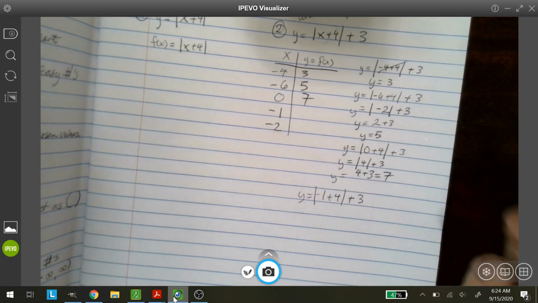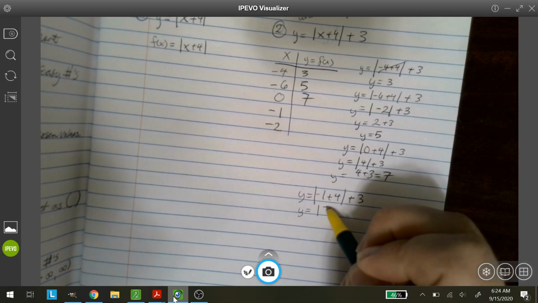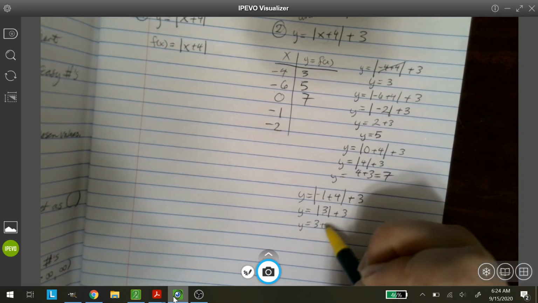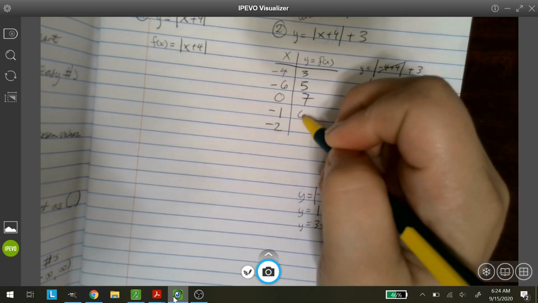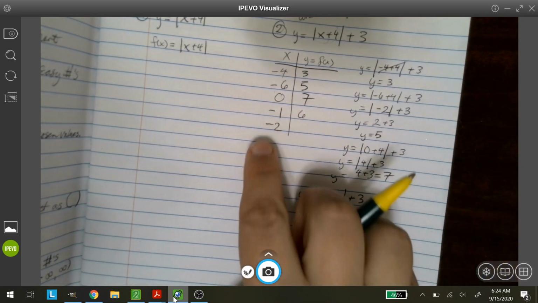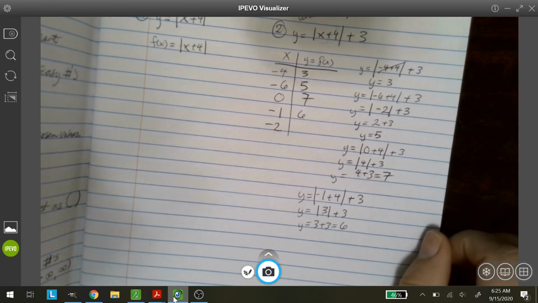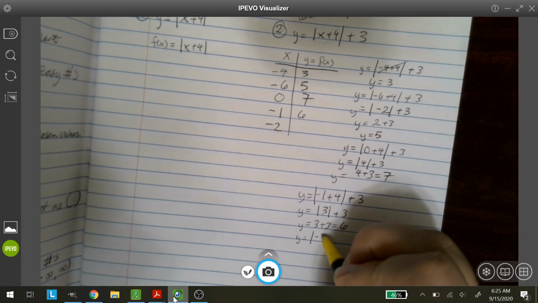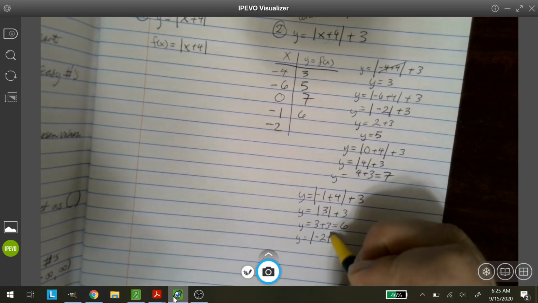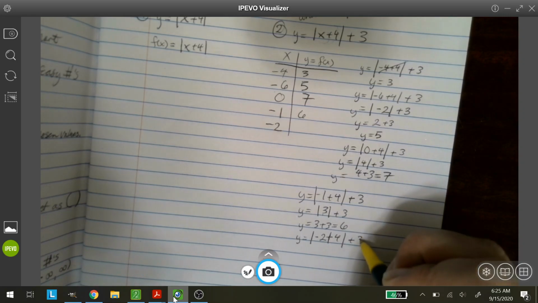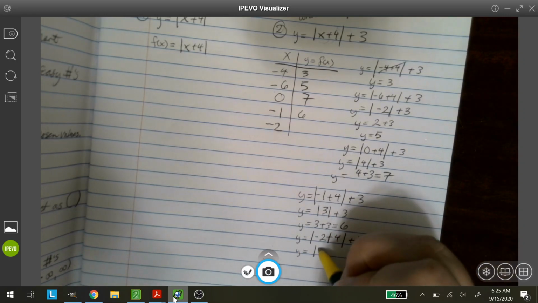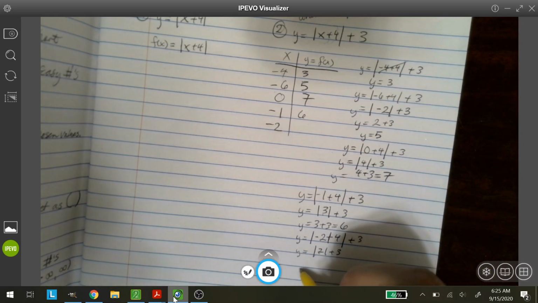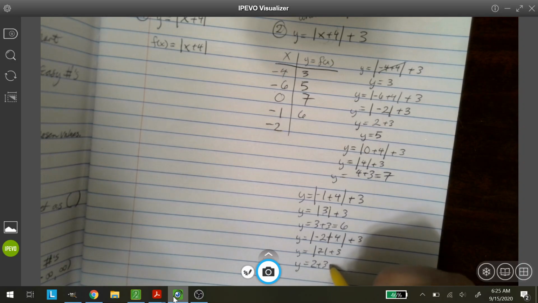Four take away 1 is 3. Absolute value of 3 is 3. And I've got 6. I'm going to put in -2. Oh, that's supposed to be a plus. I'm getting 2, because 4 take away 2 is 2. And that's 5.